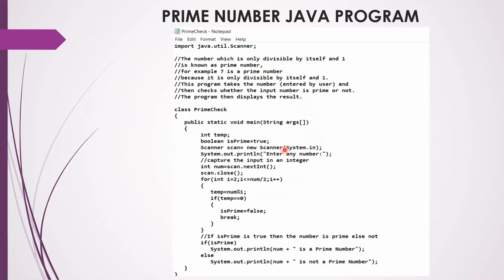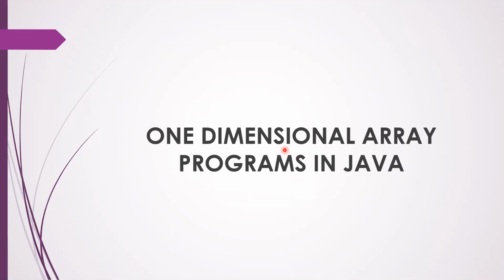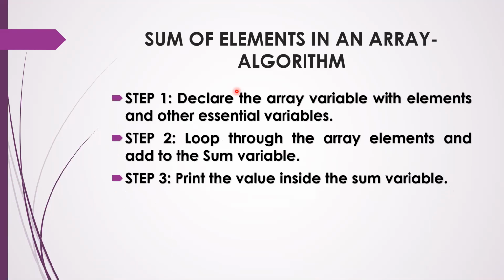So we saw one-dimensional array. We'll see some programs in it. So today we are going to see the sum of elements in an array program. For this, we have 3 steps. First, you have to declare the array variable with elements, and if you want, you can have any other essential variables. Then in step 2, you're looping through the array elements and adding them to the sum variable. And in step 3, you're printing the value inside the sum variable.